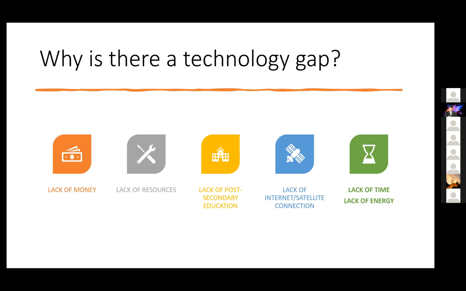Lack of internet satellite connection. So, you can have a computer, but if you don't have internet, there's not much you can do with it. Lack of time and lack of energy.